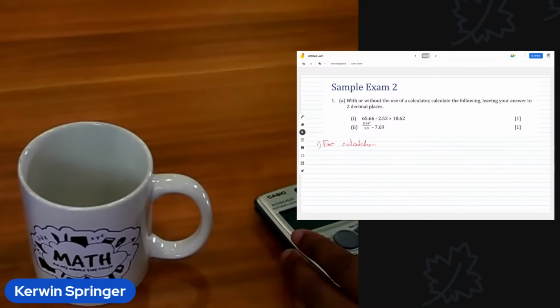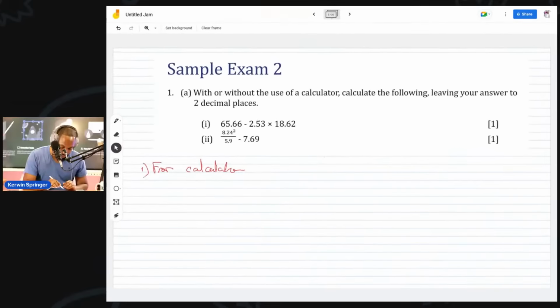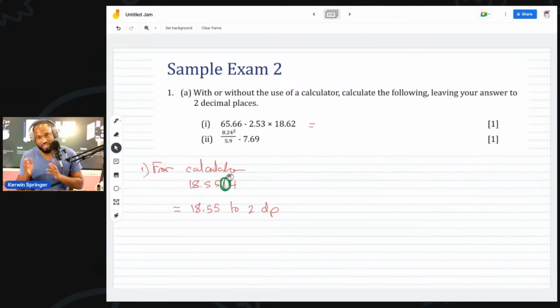Is that the answer we are getting? How many of you all got that? From the calculator, I'm seeing 18.5514. So to 2 decimal places, it's 18.55. And the reason being, the 3rd decimal place is not greater than 5, so I don't need to give this a booster. So let's get the other one and collect the marks. Easy questions we're starting off with here.